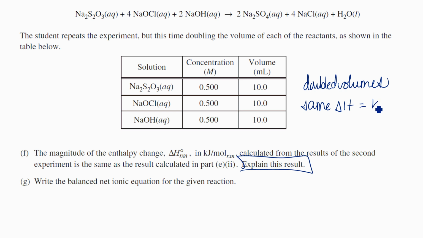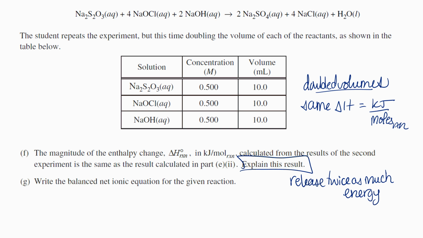So remember, delta H is a ratio, energy per moles reaction. So what happens here is when you double the volumes, you are going to end up releasing twice as much energy. So your calculated energy value is going to be bigger, but you're also reacting twice as many moles. So since it's a ratio, if you double the energy and you also double the moles, you're going to end up with the same ratio as in that first experiment.